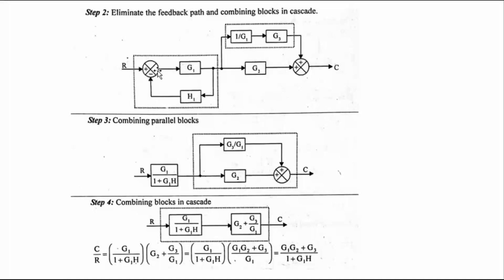This is negative feedback: G1 divided by 1 plus G1 H1. Negative means here put positive. G1 divided by 1 plus G1 into H1. Now these two blocks are in cascade. In between these two blocks there are no connections. Both are connected in series, so cascade. Just multiply these two blocks. Multiplying, in the second term take the LCM. G1 is the LCM, so the G1 term is multiplied here. Now the G1 and G1 are cancelled. Therefore, the transfer function C divided by R, that is C of S divided by R of S, is equal to G1 G2 plus G3 divided by 1 plus G1 H1.